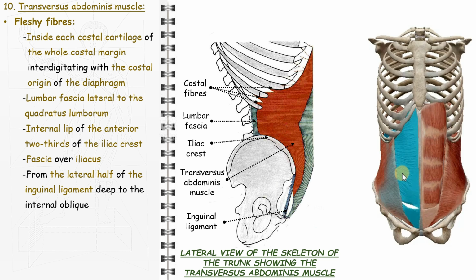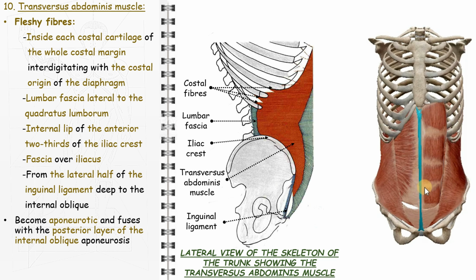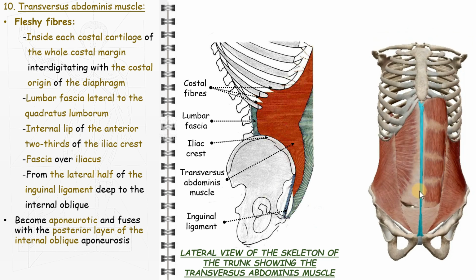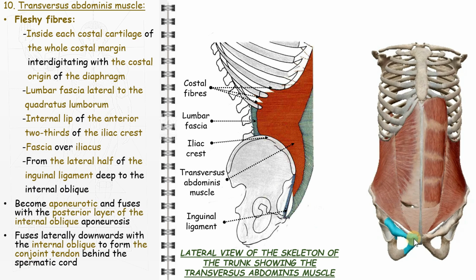It becomes aponeurotic and fuses with the posterior layer of the internal oblique aponeurosis and fuses laterally downwards with the internal oblique to form the conjoint tendon behind the spermatic cord. The transversus abdominis muscle is compressor of the abdomen.